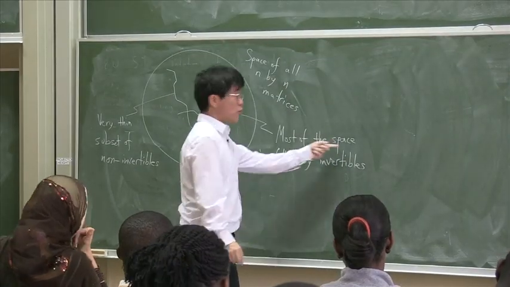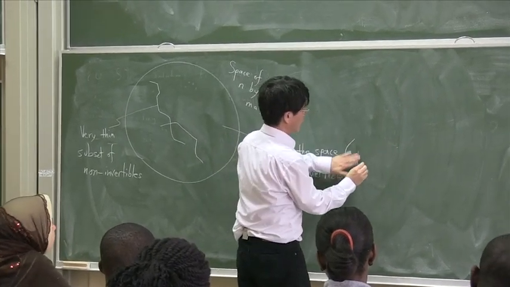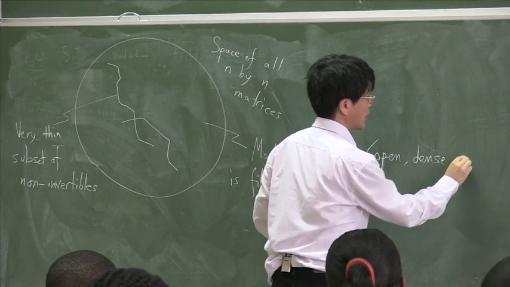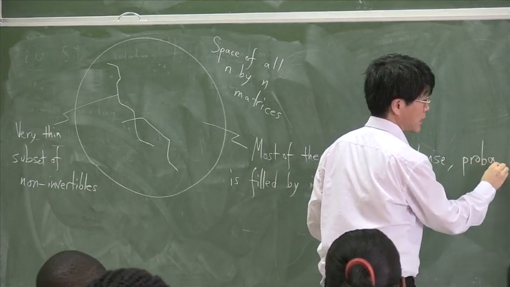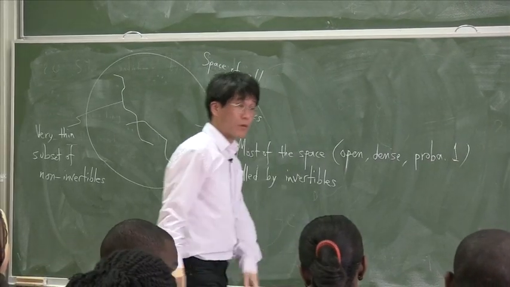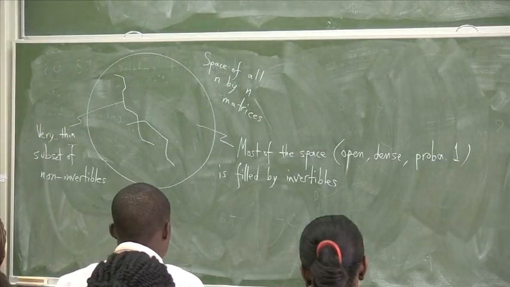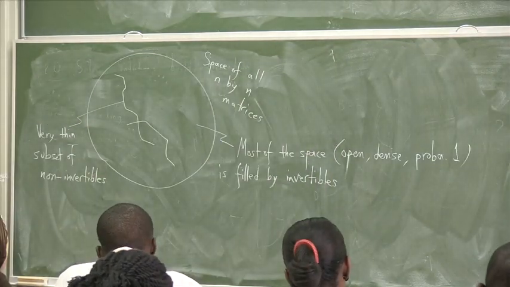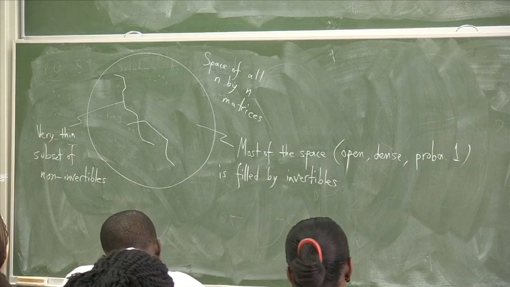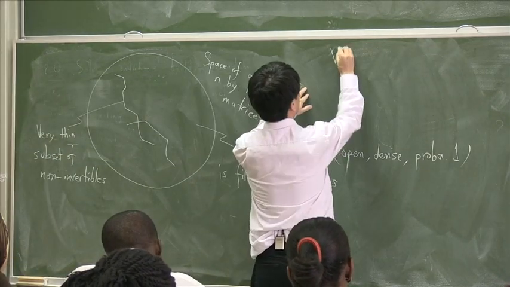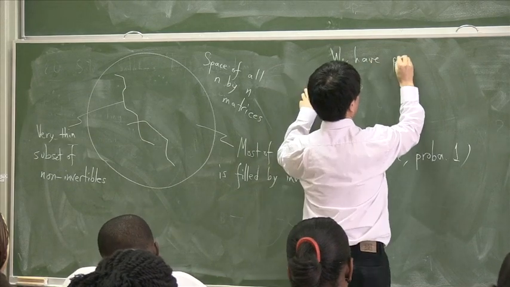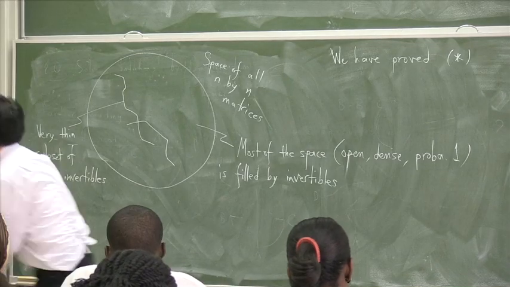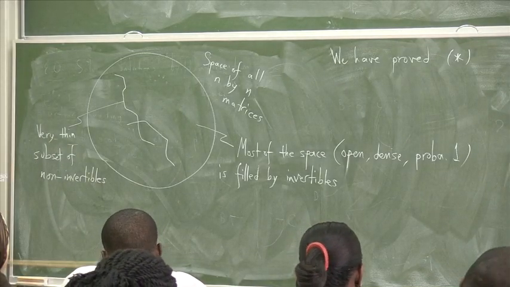If you learn that kind of language, you can say that this most of the space is the open dense subset. Or, in terms of probability, it's also probability 1. It happens with probability 1, whereas the rest happens with probability 0. Okay, so this is the situation. Now, we have already proved that this statement holds. That star, in other words, PQ and QP have the same eigenvalues.